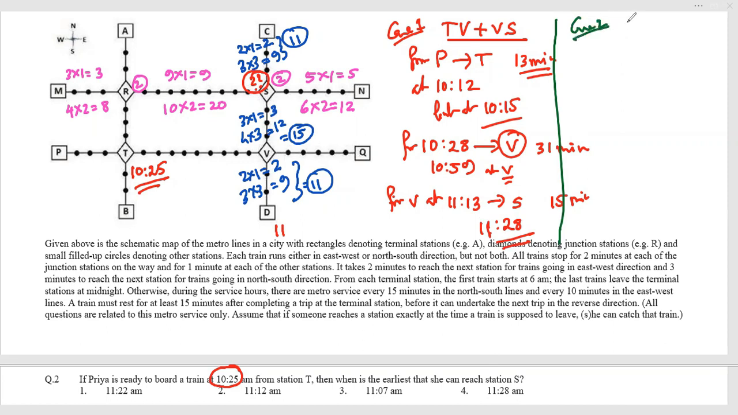which would be TS, TR plus RS, this location, TR plus RS. Now the same case at 10:25, and from B, how much time is it taking? 13 minutes. So if it is 10:15, 10:28, it will leave.